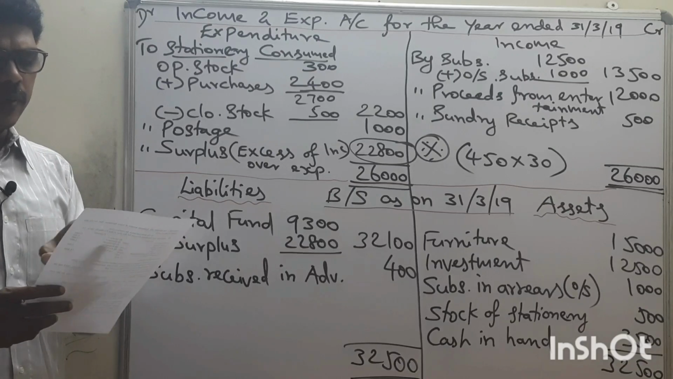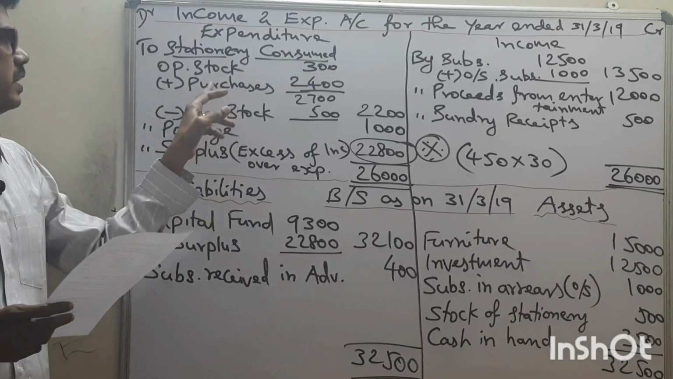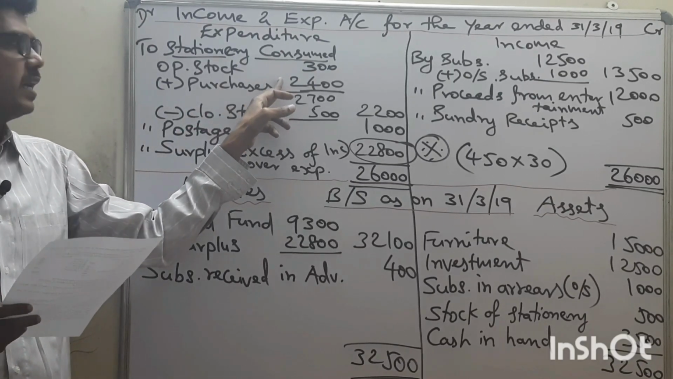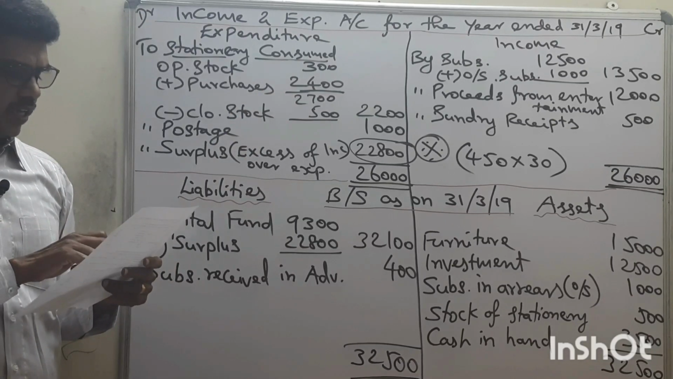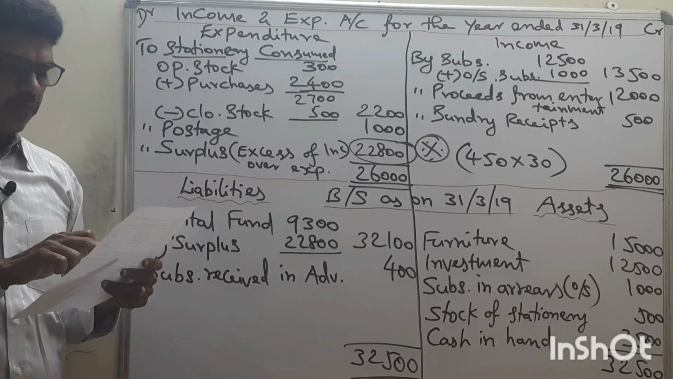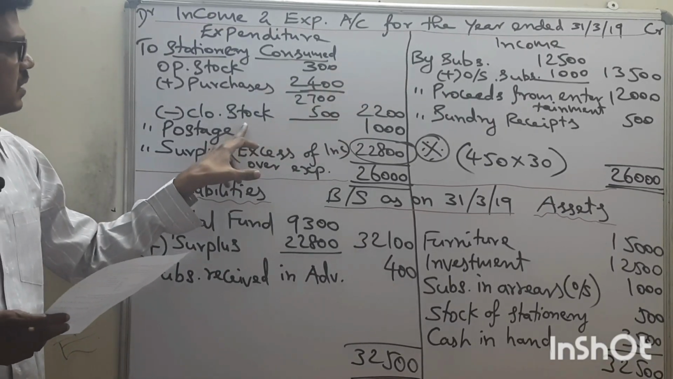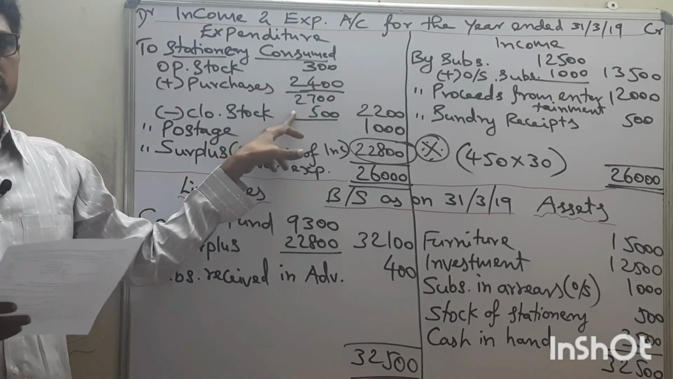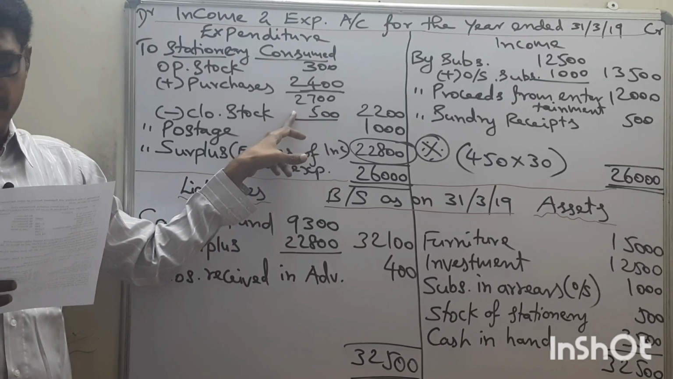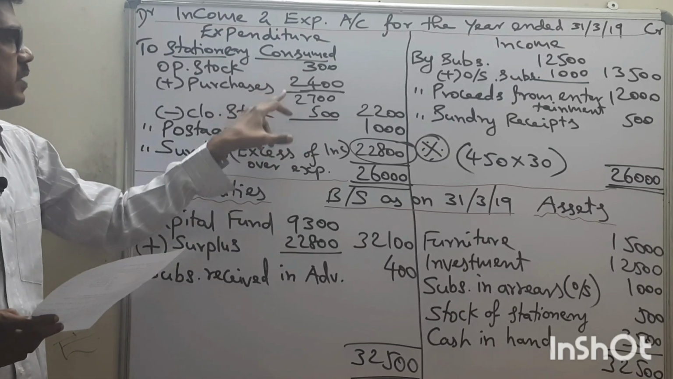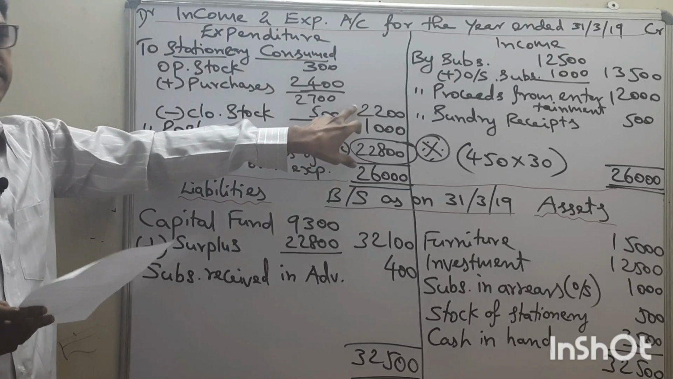During the year, on the payment side, they have given 2400. This is the actual purchase made during the year, right? Then finally, closing stock on 31st March 2019, the current year end. The club is having 500 rupees worth of stationery. So opening stock plus purchases minus closing stock is equal to consumption.